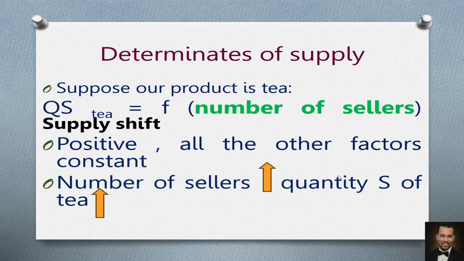Number of sellers. By logic, as the number of sellers increases, the supply curve will shift to the right and the quantity supplied of tea increased. When the number of sellers decreased, in this case the supply curve will shift to the left, and quantity supplied of tea decreased, all the other factors constant.